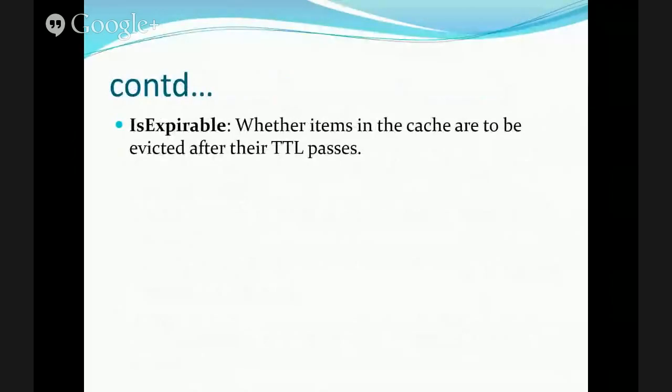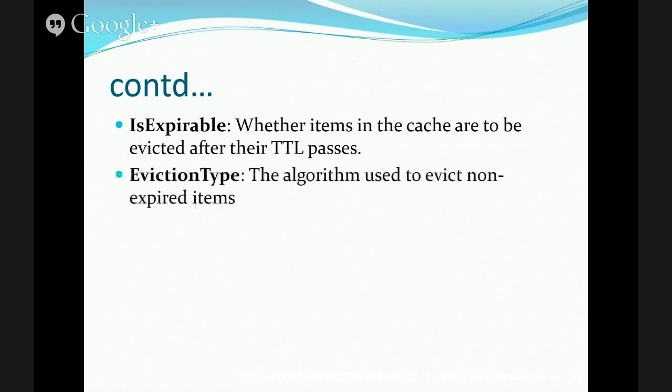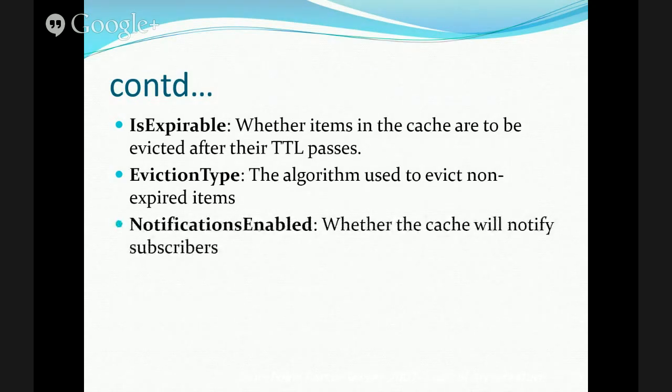When we talk about expiry, how are we going to expire the cache? Then we have a concept of eviction. After the expiry happens, what are we going to do with the data, and how are we going to make space for new data? Eviction type is there. There's an algorithm, like least recently used, which is one of the algorithms to evict non-expired items. Expired items anyway go off. Non-expired items, what do we do? Then notifications can be enabled for the servers that subscribe to the cache.